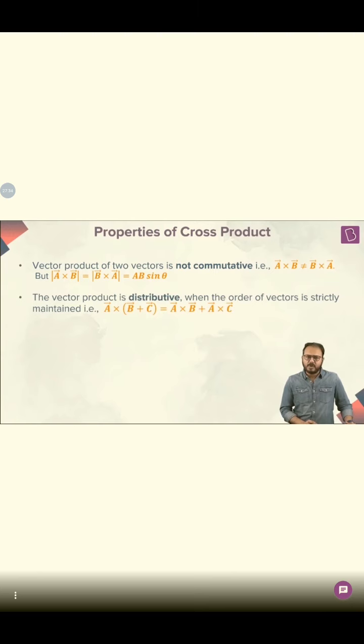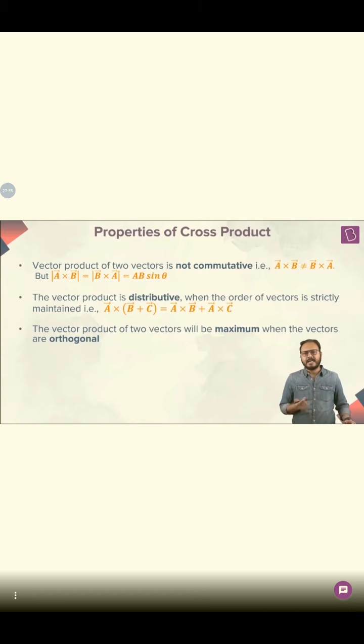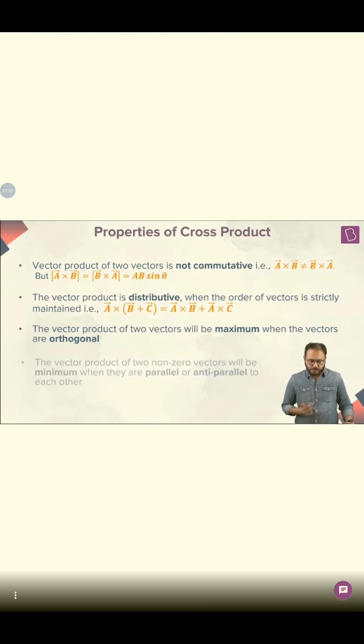It is distributive, just like the dot product. A cross (B plus C), I'm allowed to open the bracket. A cross (B plus C) is A cross B plus A cross C. I can open the bracket and divide the entire thing into two vectors. The vector product of two vectors will be maximum when the vectors are orthogonal. Of course, sine theta is equal to 1 when the angle is 90 degrees. Absolutely obvious choice.